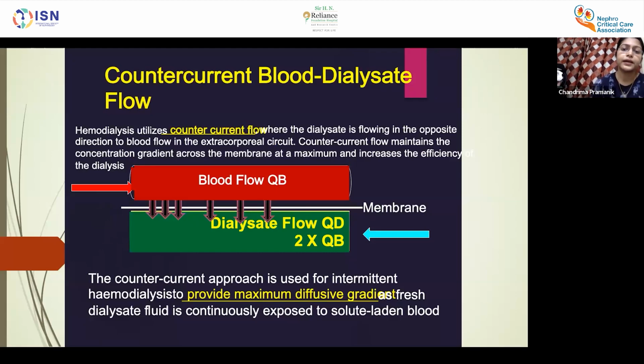In order to maintain this rate of diffusion, hemodialysis utilizes a counter current flow, where the dialysate is always flowing in the opposite direction to the blood flow in the extracorporeal circuit. This counter current flow is responsible for maintaining the concentration gradient across the membrane and thus increases the efficacy of the dialysis.